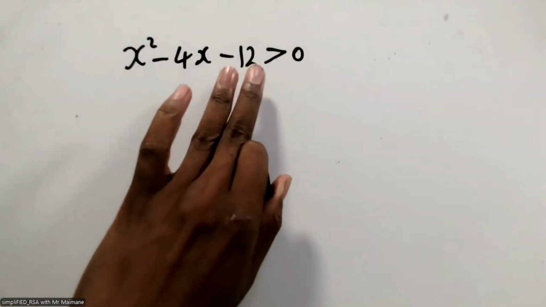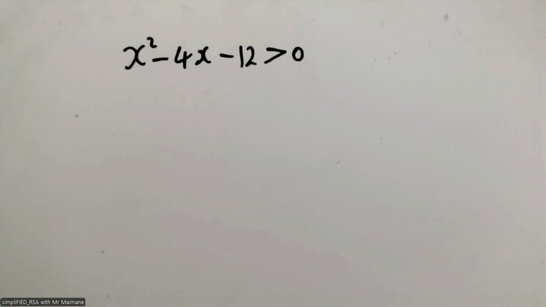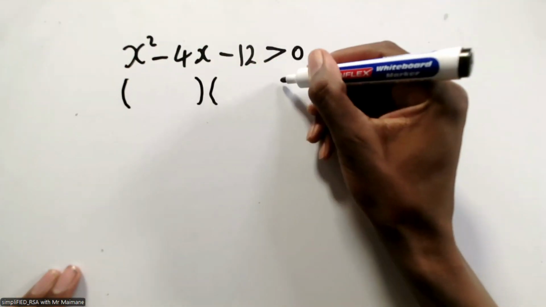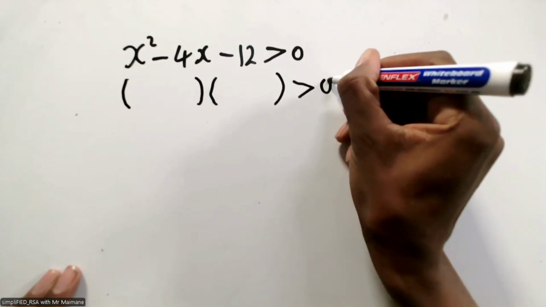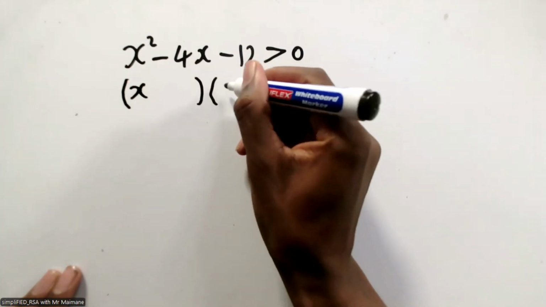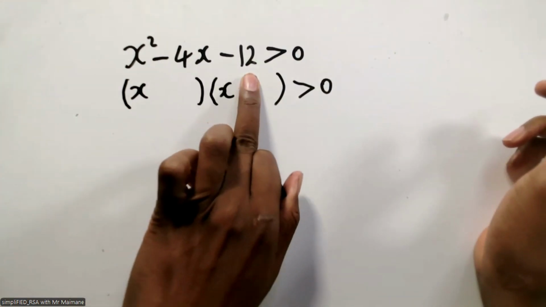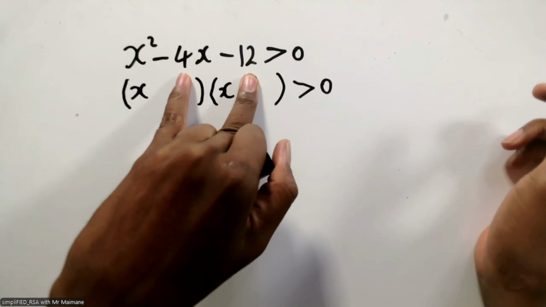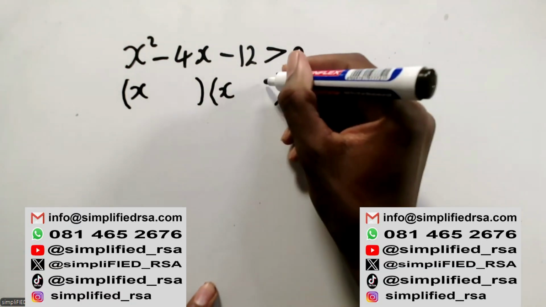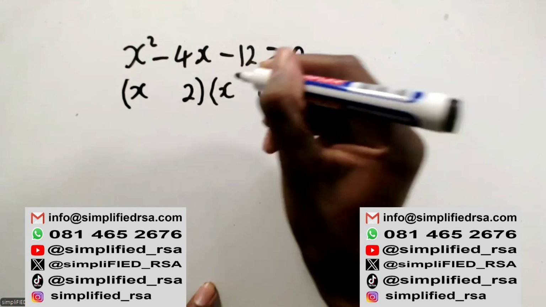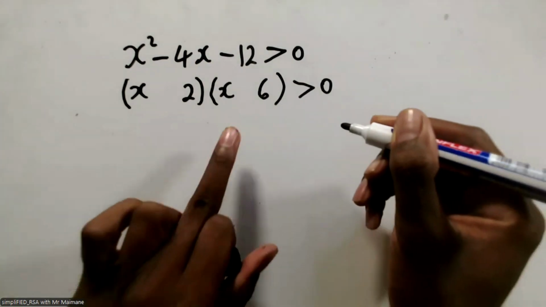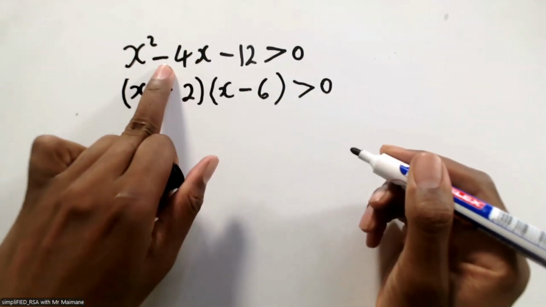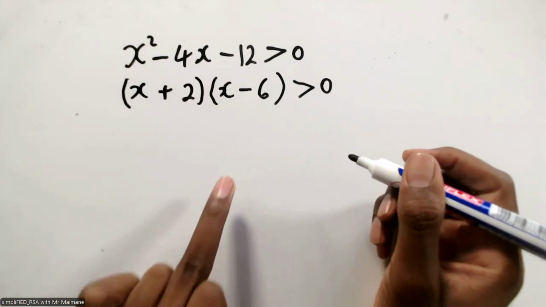X squared minus 4x minus 12 is greater than 0. Step number 1, obviously, I will have to factorize that. Therefore, I have x, and then to get the factors of 12, such that those factors of 12 might also give me a 4. My factors would be 6 and 2. And from then, I can tell that the 6 would be negative and then the 2 will be positive because I'm expecting to get a negative here. So the bigger number will be a negative.